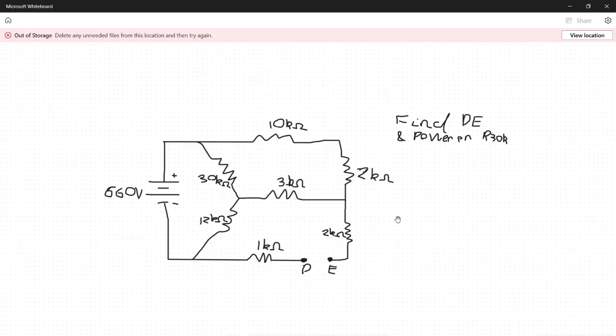Now that you've learnt about how circuits work and their properties, let's solve a question. Here we have a circuit, and we are asked to find the voltage at DE. So we need to find the voltage drop that occurs along DE.